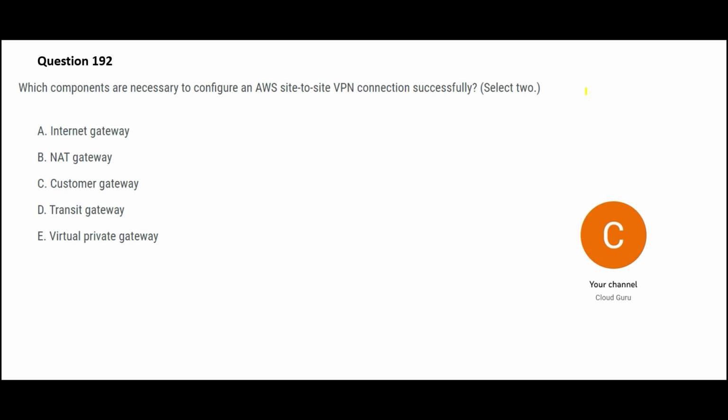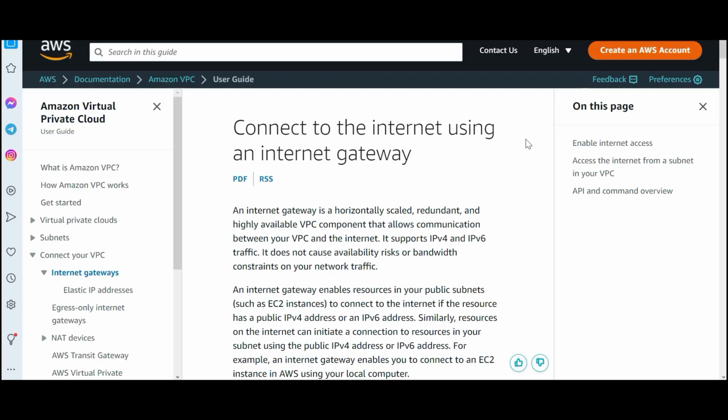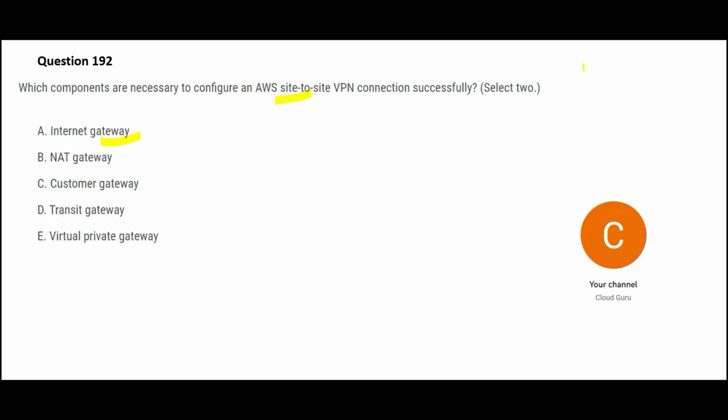Let us quickly look at this question. Now, this question is asking what components are required to configure site-to-site VPN. Let us look at option A, which is Internet Gateway. This allows communication between VPC and Internet. Here, we are not talking about Internet. We are talking about site-to-site. This is wrong.